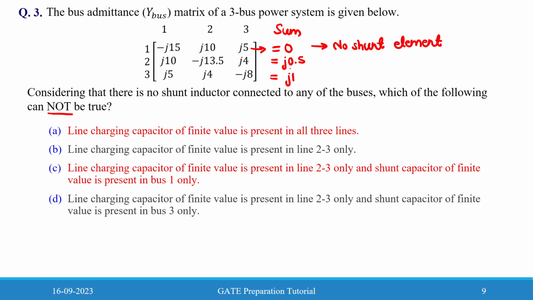So here in this problem, it is asked about the shunt element connected at the various buses. This is one of the tricks for finding the shunt element. First you need to sum all the elements of each row. Like for the first row, you have to sum up minus j15 plus j10 plus j5. It will be equal to 0.